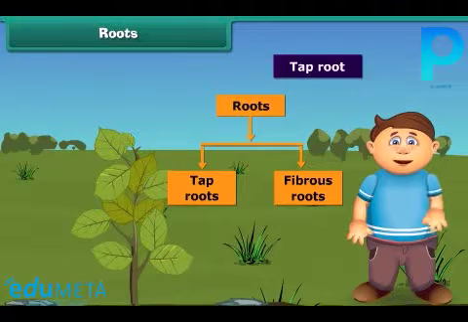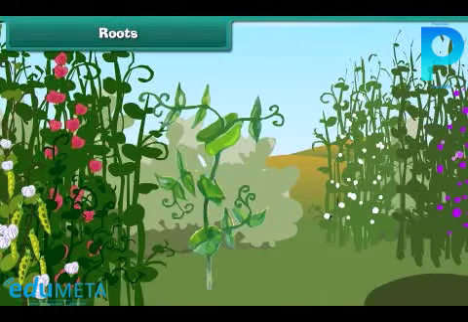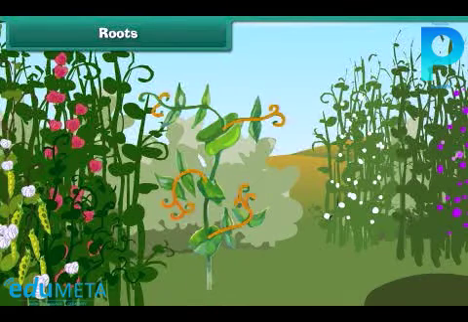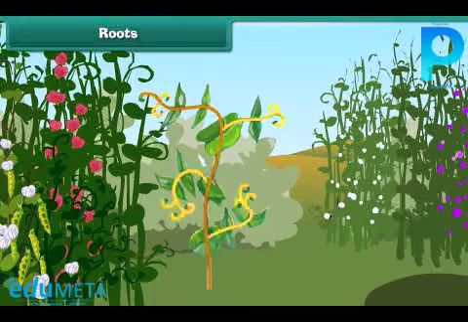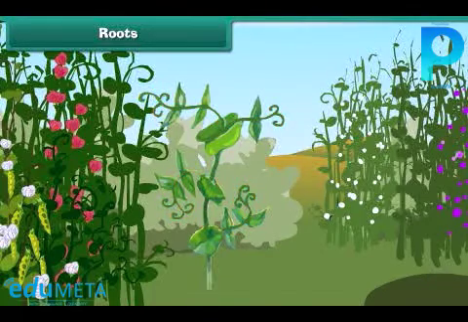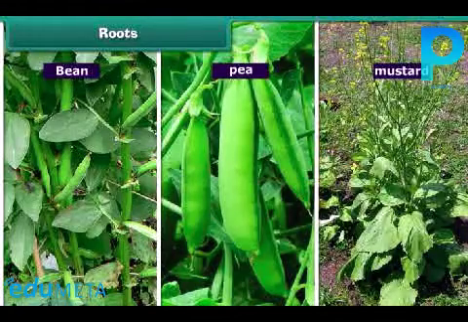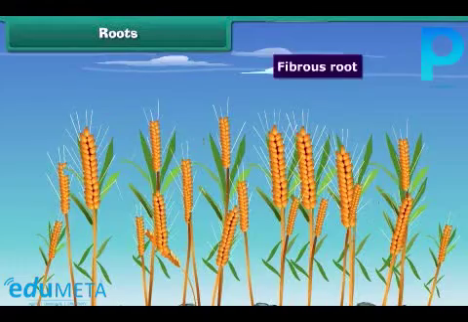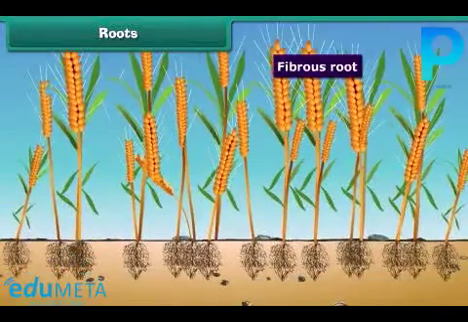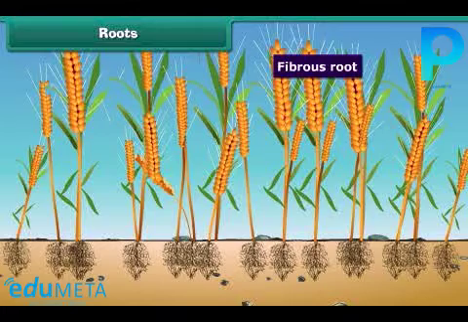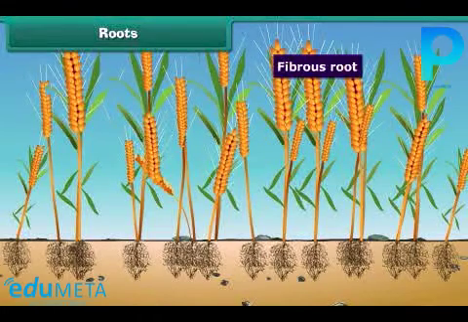But what are they? In a tap root, there is a main thick root that grows deeper in the soil. Several weak and thinner roots grow out from this main root. Tap roots are generally found in bean, pea and mustard plants. But in a fibrous root, a number of almost equal-sized roots are attached to the end of the stem. That is, there is no main root like tap root. This kind of root is present in grass and wheat.